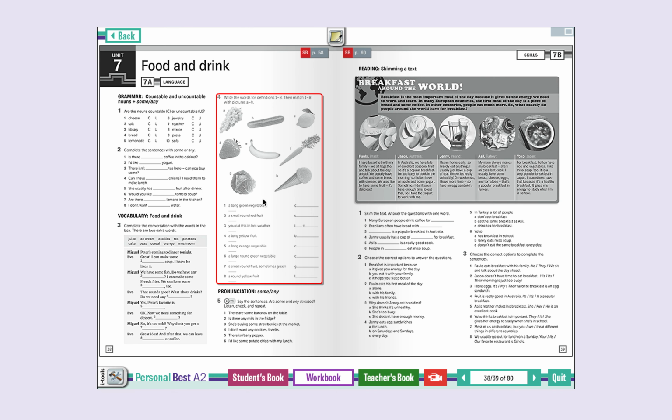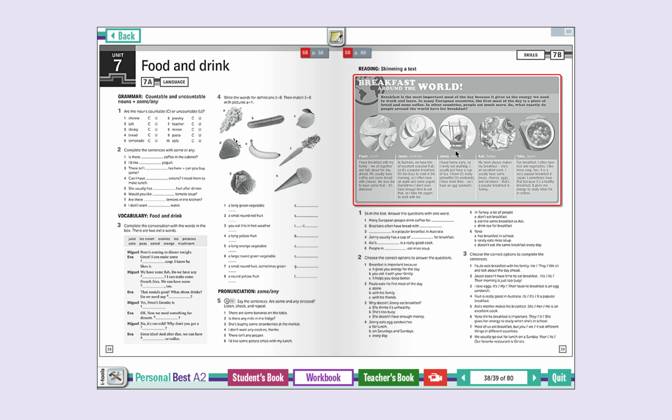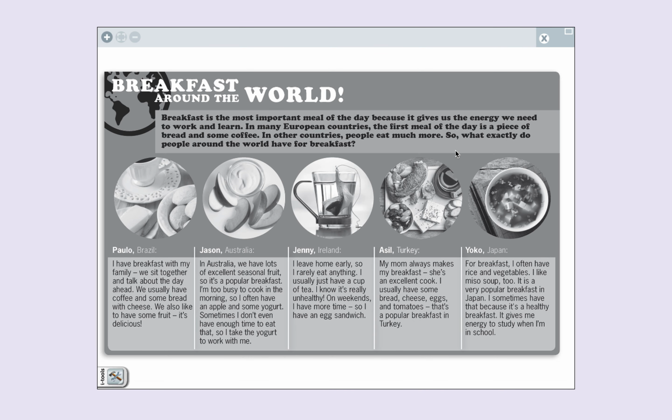Okay, de aquí nos vamos a la siguiente página. This is a reading about breakfast around the world. Desayunos alrededor del mundo. Hay que tener muy, muy claro lo que dice en estos textos. Son fáciles de entender. Por ejemplo, breakfast is the most important meal of the day. La comida más importante because it gives us the energy we need to work and learn.